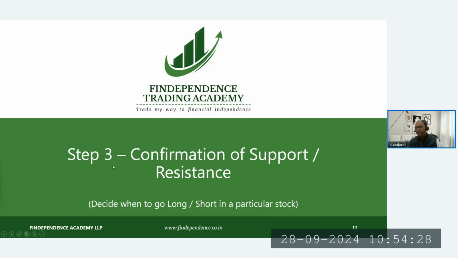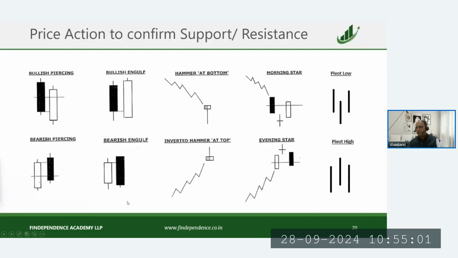For deciding the timing, we want something to happen which will confirm whether price has really taken support or not. Something should confirm. We will be looking for confirmatory signs on the chart in step 3. How we will confirm that support has been taken or resistance has been taken, we'll be discussing now. Now we'll be looking at price action, or maybe we'll call this candlestick patterns. We'll be looking at these candlestick patterns in the areas of support and resistance.